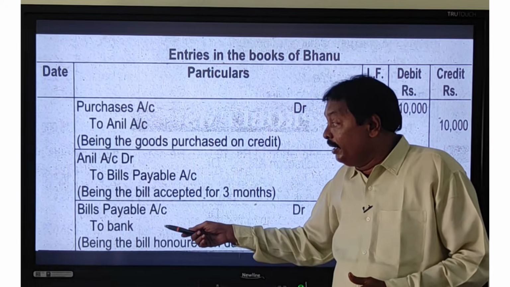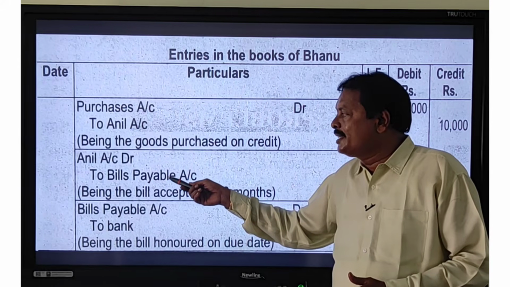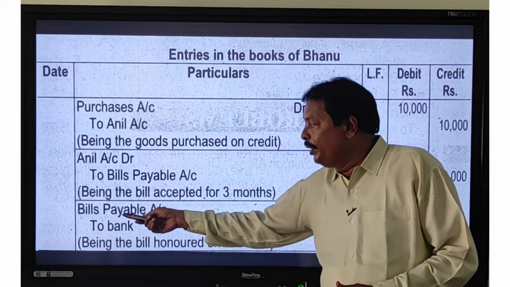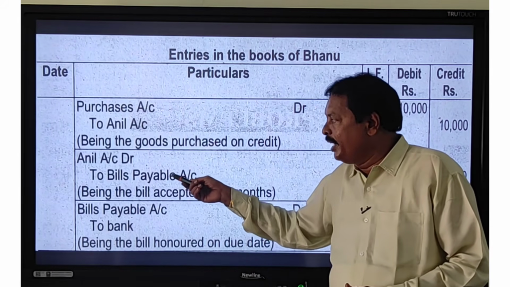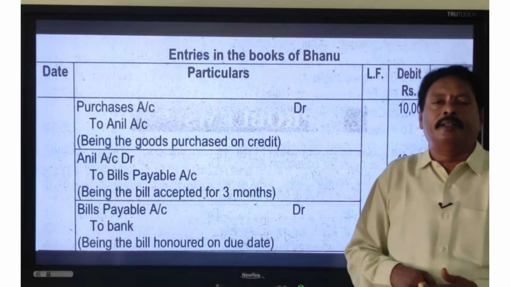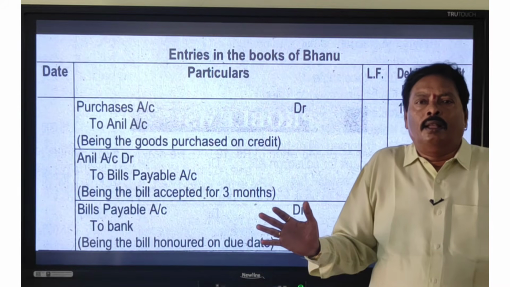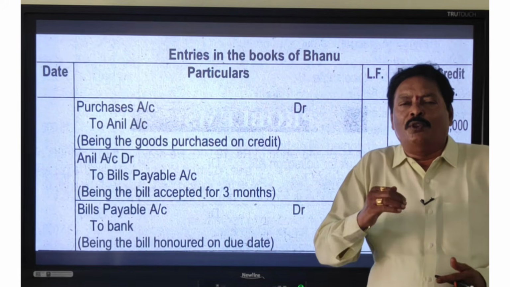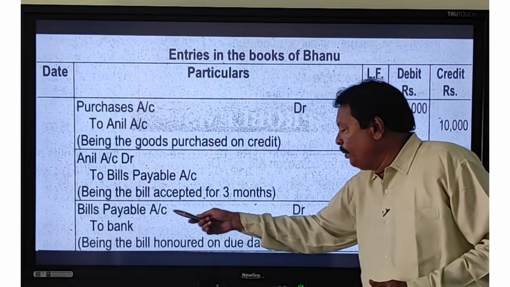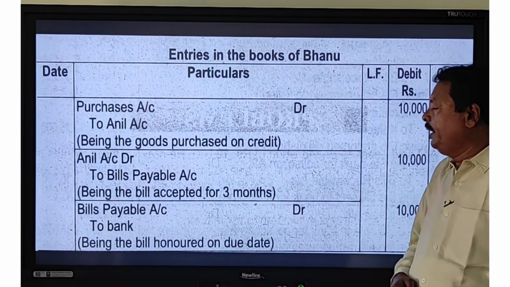Whenever Banu settled his account, automatically this will be cancelled. For cancelling the credit, here we have to debit bills payable. In the transaction where bills payable was created, bills payable is credited; in this entry, bills payable is debited. That means finally we settled the account. We pay the cash and get back the bill. So bills payable account debtor to bank account, being the bill honored on the due date.